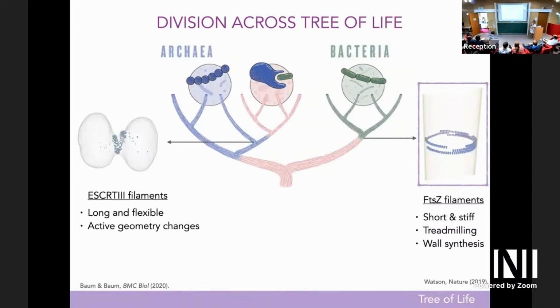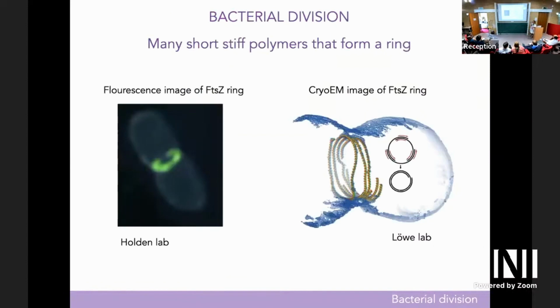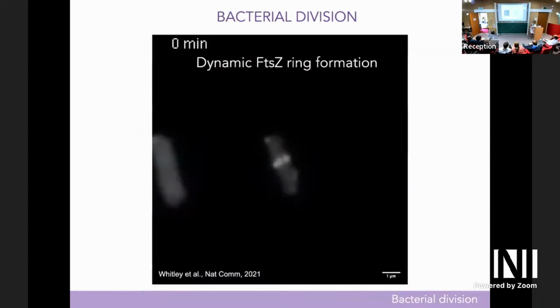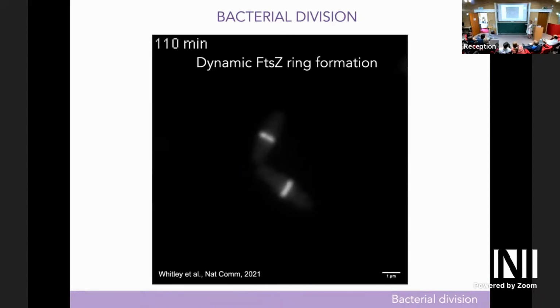So those, as I said, are short and stiff filaments that treadmill, so grow and shrink. These are cryo images of the filament inside a vesicle. And I'll show you what it looks like in vivo. So this is Bacillus subtilis, a bacterium. The FtsZ protein is labeled fluorescently. And what you see is that it's fuzzy everywhere in the cell, then it condenses and the cell divides, condenses and the cell divides.